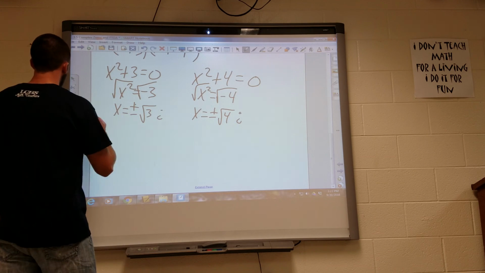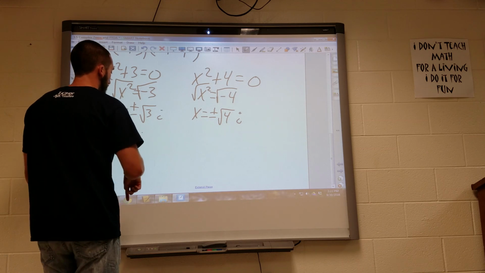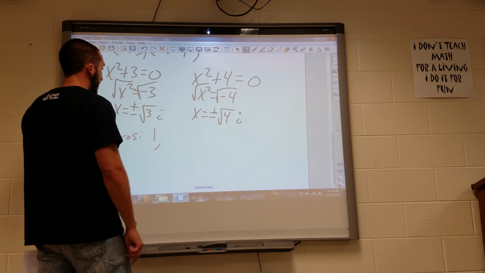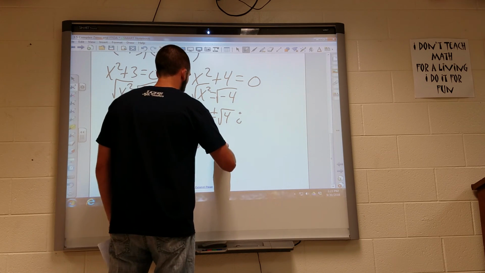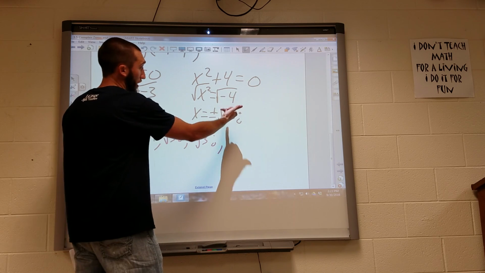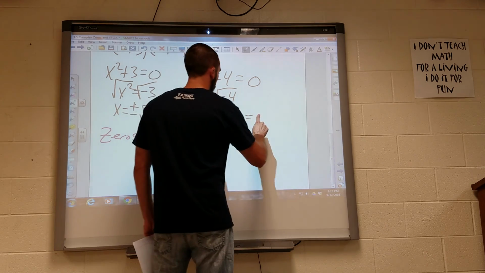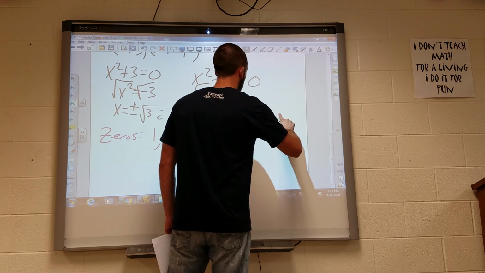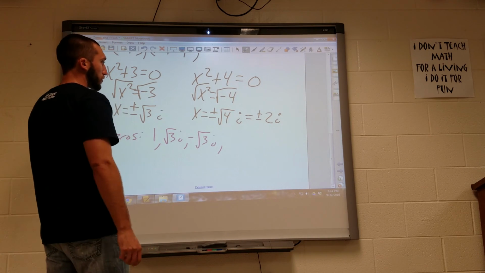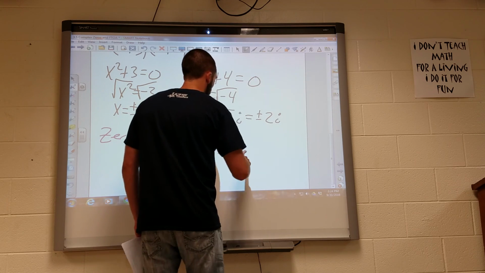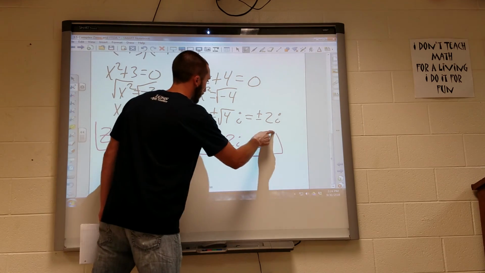So if I were to say the zeros, which is what we're looking for, I have 1, then radical 3i, negative radical 3i, and then a radical 4i. I didn't even simplify it, but that would obviously simplify to plus or minus 2i. Radical 4 is just 2. So that would leave us with the roots 2i and negative 2i. So those are my zeros.